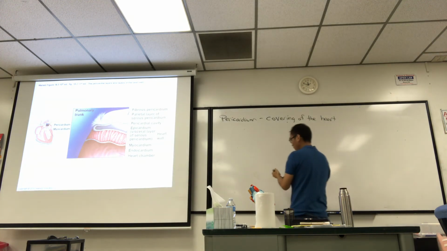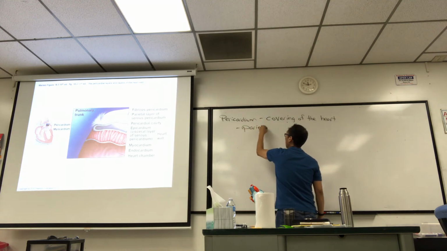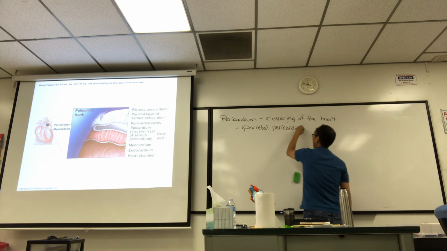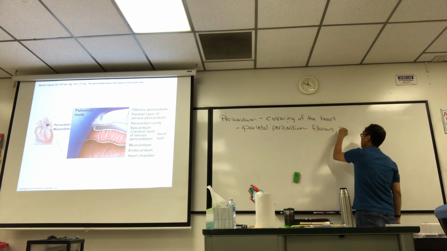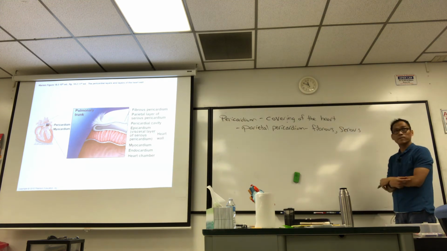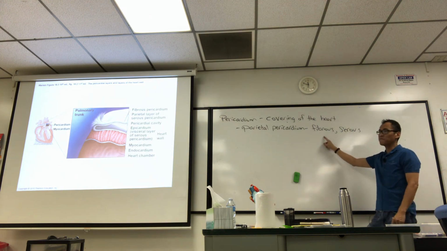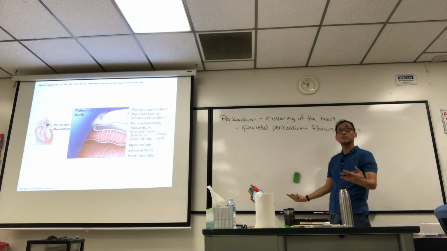So under pericardium, I'm going to list parietal pericardium. There's a fibrous as well as a serous part. The serous part is a membrane. I mean, it secretes fluid. It's a serous membrane. Okay, so check fibrous, serous. The fibrous part gives it toughness.